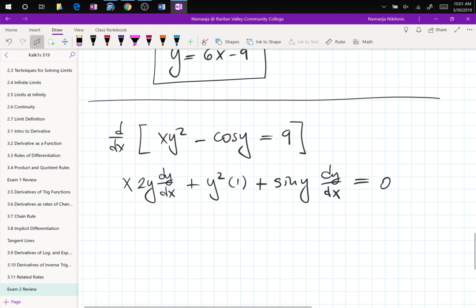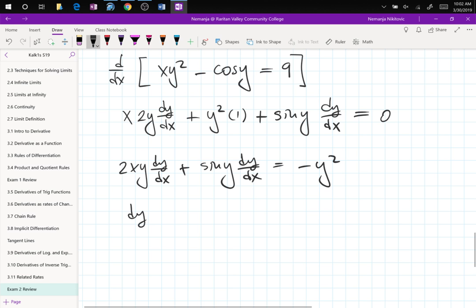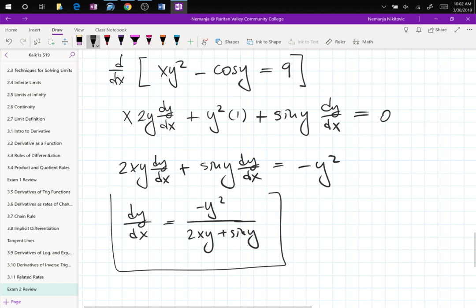So now, keep all of the terms with dy dx on the left, so 2xy dy dx plus sine y dy dx, and kick everything that doesn't have dy dx on the right, in this case just negative y squared. Factor out dy dx and divide into the right hand side, and we're done.